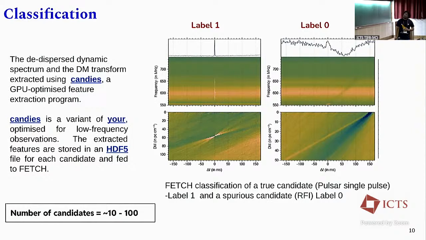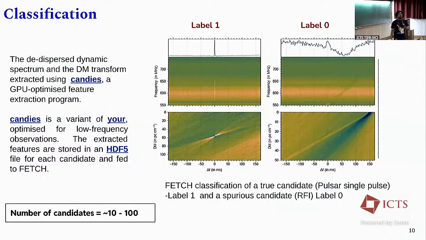And with this, you can see how we classify the candidates. Here you can see the correctly classified label 1 candidate, which is a giant pulse from a pulsar, and this is label 0, which is just some spurious candidate. So Fetch correctly classifies these candidates, and after this classification we get about 10 to 100 candidates per node.